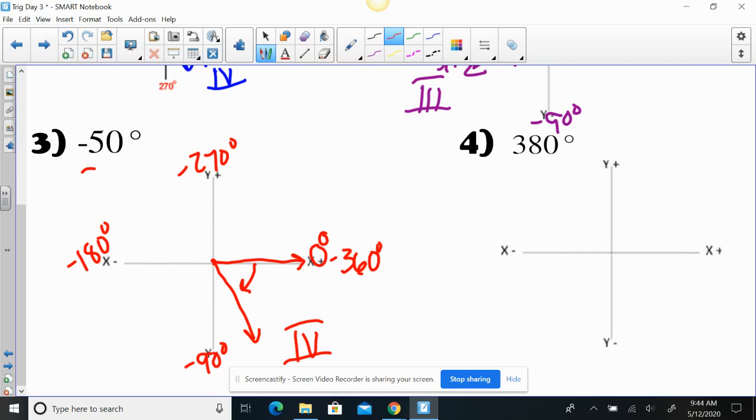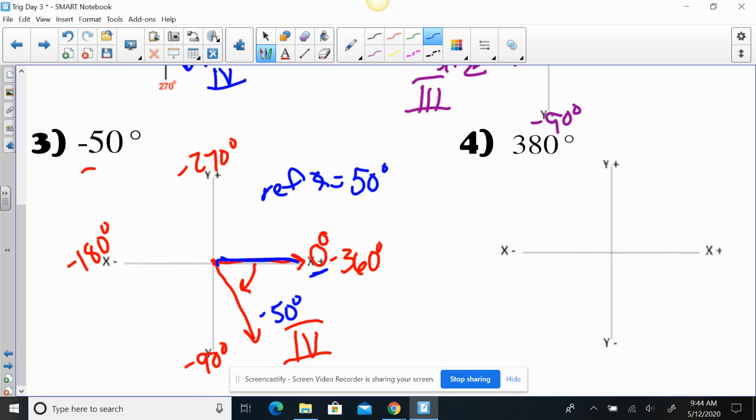Now, in terms of a reference angle, reference is asking you in reference to the x-axis, how far away is this one? Well, I went 50 away, or I could think negative 50 is from 0, 50 degrees.